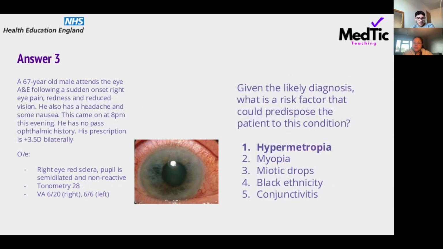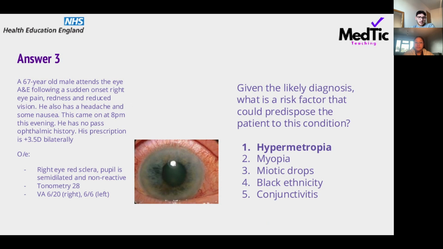Okay, so the answer is hypermetropia. So we again have another presentation of an acute red eye, painful as well, with some reduced vision. So hopefully we got to the diagnosis of acute closed-angle glaucoma. Few reasons why we would lean towards that. The fact that it's hyperacute, so it's a very sudden onset. The fact that it came on in the evening can mean that that's when the pupil is dilating as it gets dark, and we see that dilation of the pupil is a risk factor. And then also from the slit lamp examination, we can see that he's got these semi-dilated non-reactive pupils, which is a classical sign for acute closed-angle glaucoma.